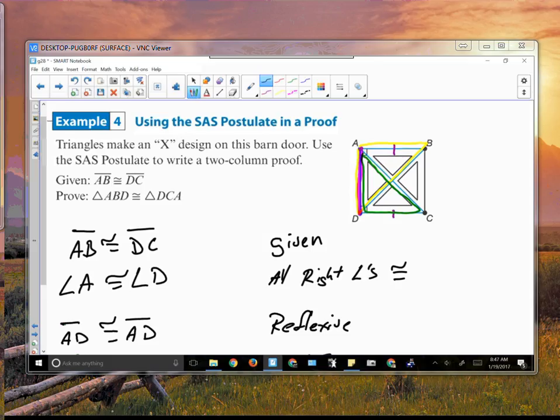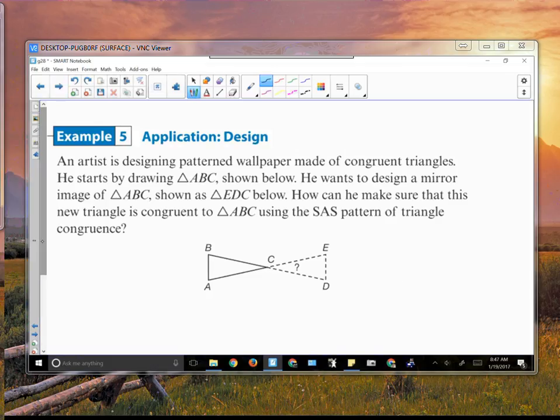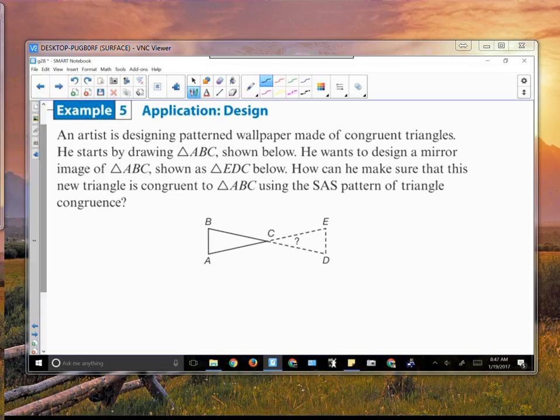So, let's try this. An artist is designing patterned wallpaper made of congruent triangles. He starts by drawing triangle ABC, shown below. He wants the design to mirror the image of triangle ABC as shown in EDC. How can he make sure that his new triangle is congruent? So what would it require in order to make sure that this was going to happen?